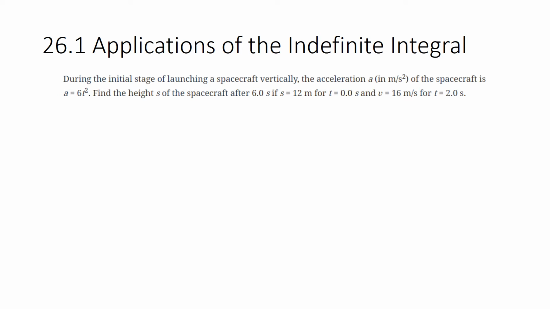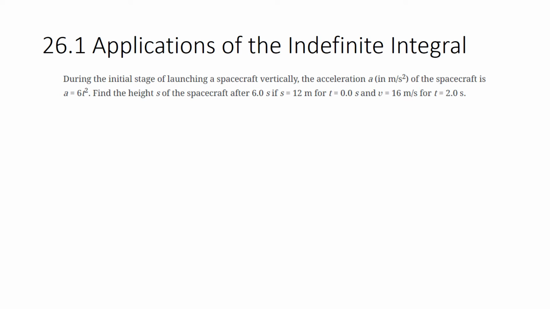Now, they're using the letter S to represent the height of the spacecraft, and they're also using the letter S to represent seconds. So please don't be confused between the two of them. So find the height S of the spacecraft after 6 seconds, if the height S equals 12 meters when the time is at 0 seconds, so the spacecraft is starting off on a platform that's 12 meters high, and the velocity is 16 meters per second when the spacecraft is 2 seconds into its launch. So after 2 seconds, it's already going 16 meters per second.